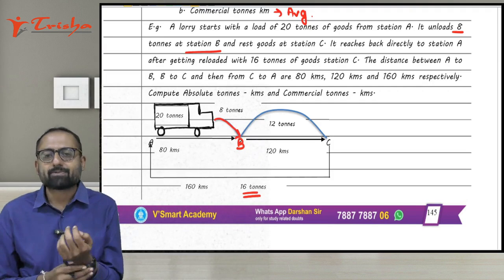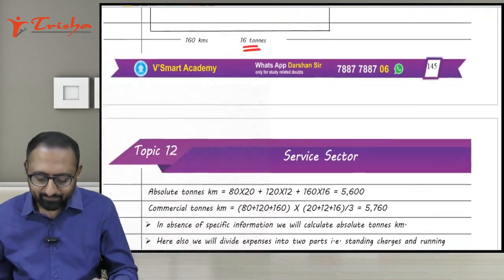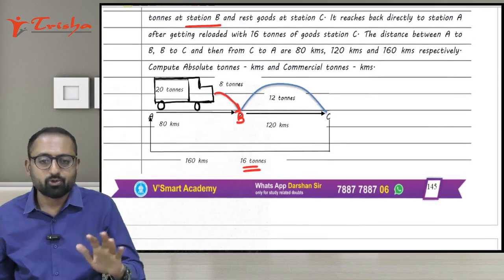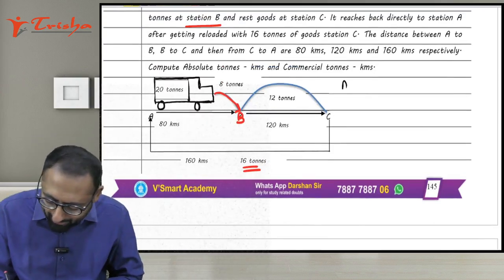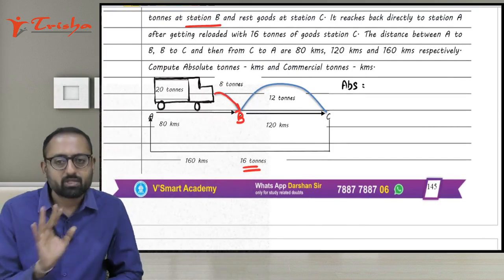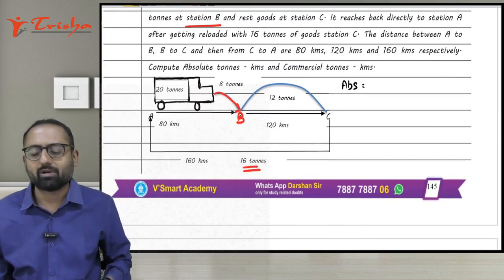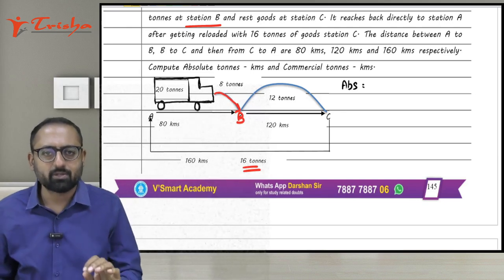As I told you, absolute means actual tons kilometer, right, guys? I'll write here, don't copy. The absolute answer is given, so just understand how to calculate it. As I told you, absolute is nothing but your actual.